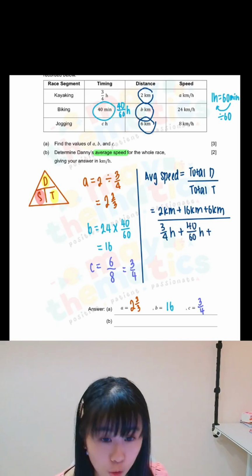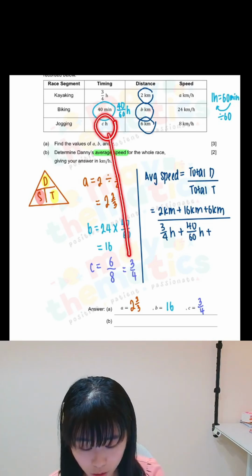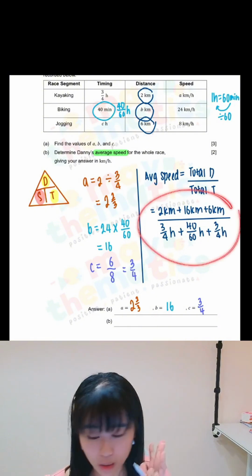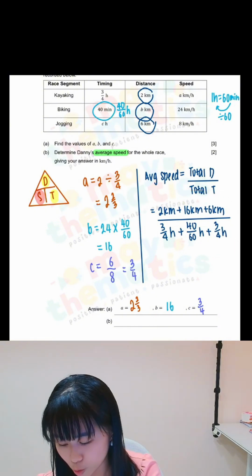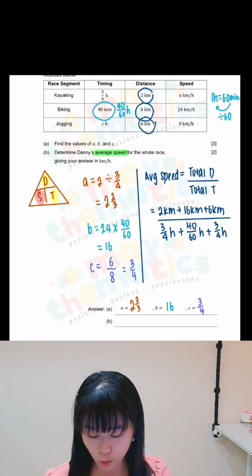You can use simplest form also, no problem, okay? Plus your C hour. Your C hour is 3 out of 4 hour, plus 3 out of 4 hour. Okay? Now, this whole part can just be keyed into the calculator in one step. Don't need to do step by step. You can use the calculator now, just use that. Okay, it'll be faster. So let's quickly do it.